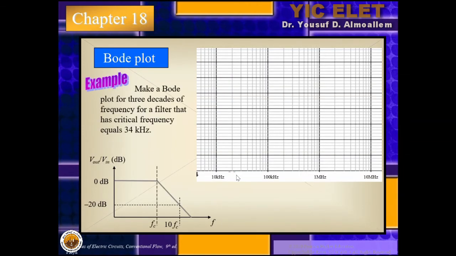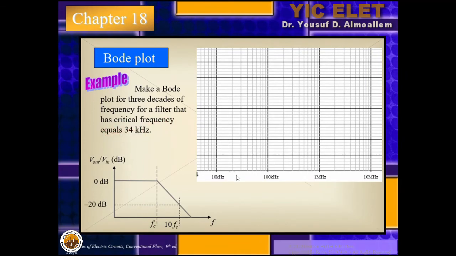Let's take an example. If you were asked to make a Bode plot of 3 decades, so 1 decade, 2 decades, 3 decades. So this is 3 decades: 1, 2, 3. You're asked to do 3 decades of frequency. So this is the frequency axis, and we have the 3 decades of frequency, for a filter that has critical frequency equal to 34.